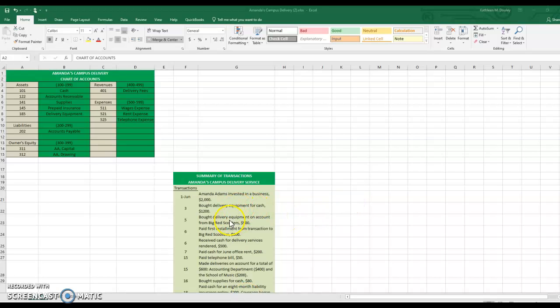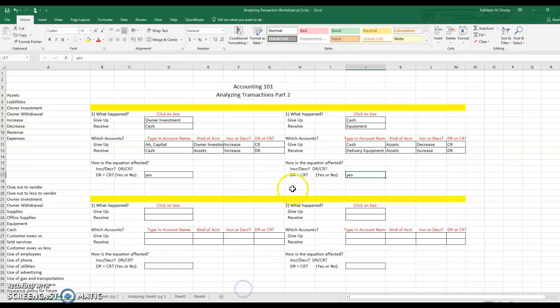Okay, we'll go through one more. Bought delivery equipment on account. Okay, and so here we have what did we receive. Again, we received equipment, but this time we did not give out cash. We gave up the fact that we owe out to a vendor. We have this obligation now sitting on our shoulders. That's what we're giving up. We will give up cash in the future, but right now, today, we owe out to vendor. That's what we're giving up.